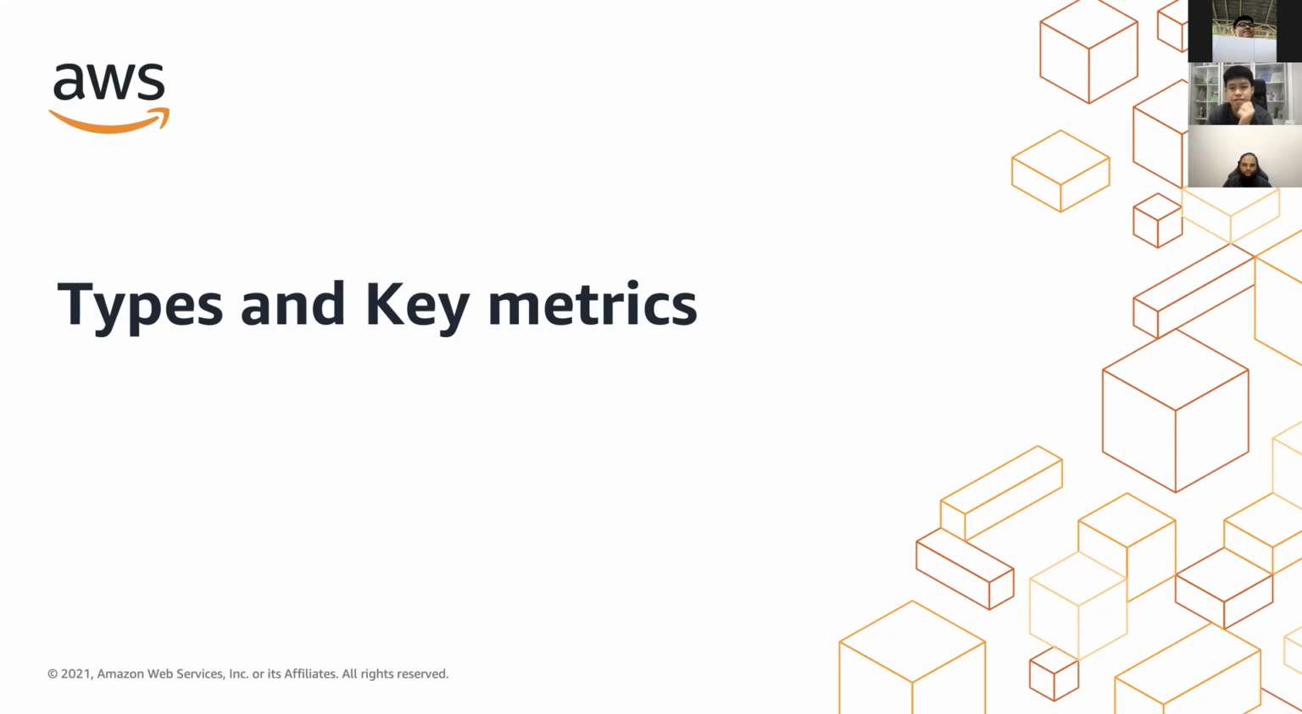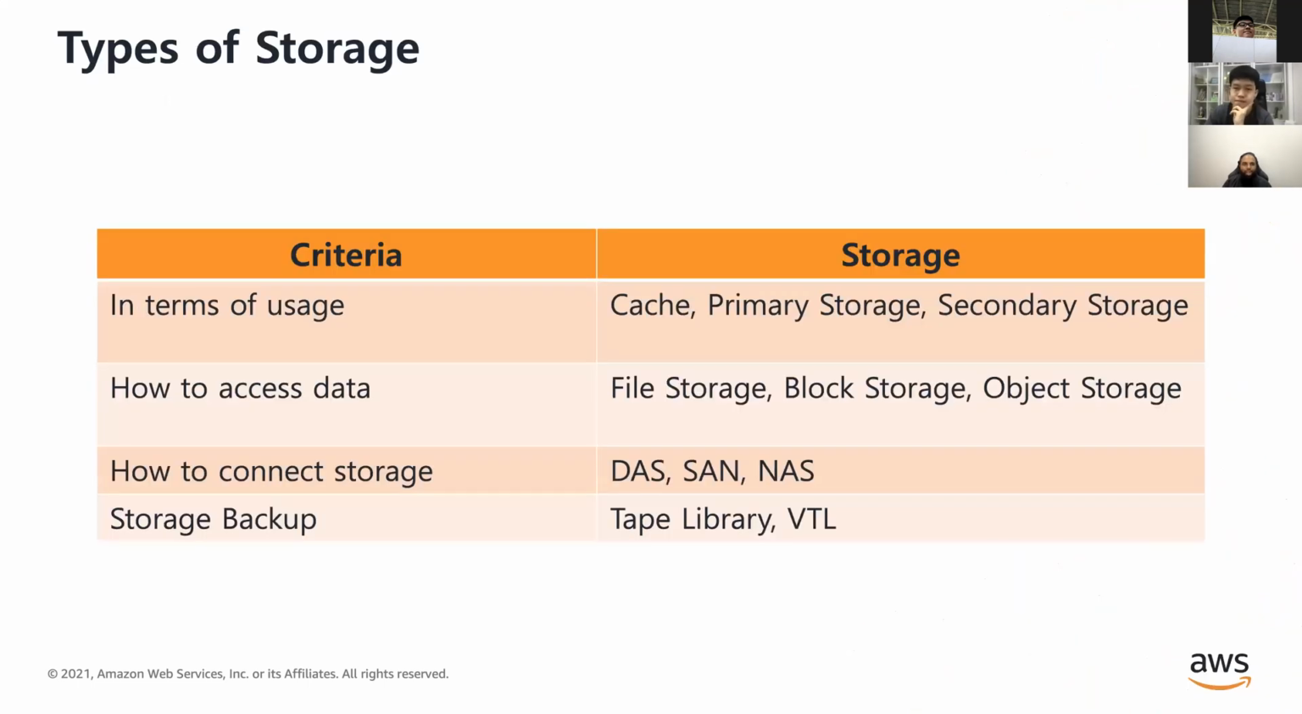One of the things to understand with storage is that when you divide it by criteria, you will see that there are different types of storage. In terms of usage, you have cache, primary storage, and secondary storage. In how you access the data, which is what I was alluding to earlier, you have file storage, block storage, and object storage. Each one is different in its own use case.